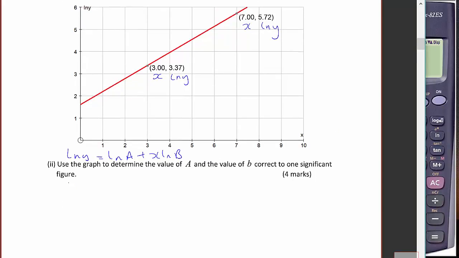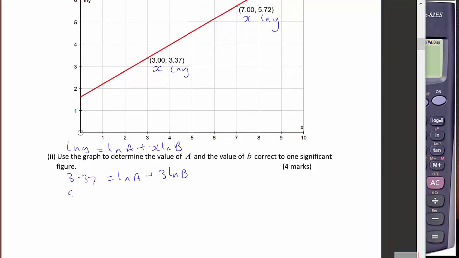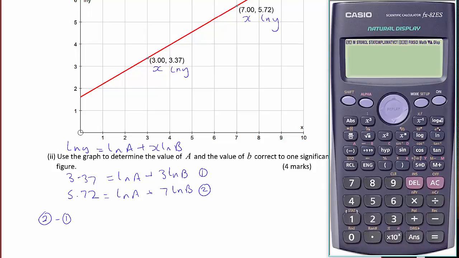So I'm going to get 3.37 is equal to ln a plus 3 ln b, and then I'm going to get 5.72 is ln a plus 7 ln b. That's 1 and that's 2. So I'm going to do equation 2, take away equation 1. So I need 5.72, take away 3.37.